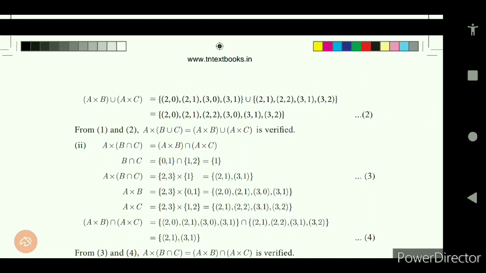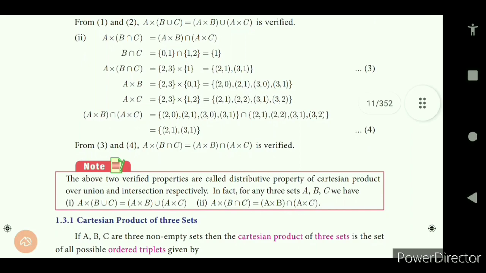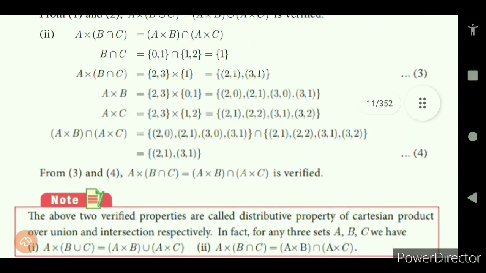This is our equation 2. So by seeing equation 1 and 2, is it looking similar? Yes, so the answer is verified. Now go to the second question. A cross B intersection C is equals to A cross B intersection A cross C.